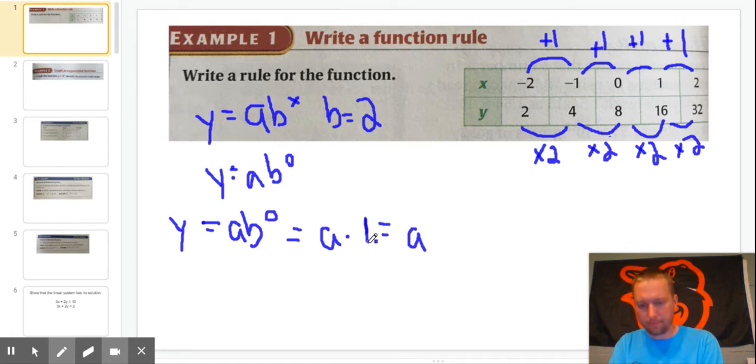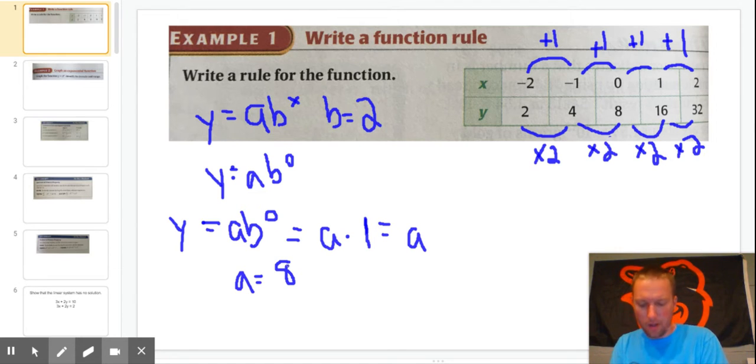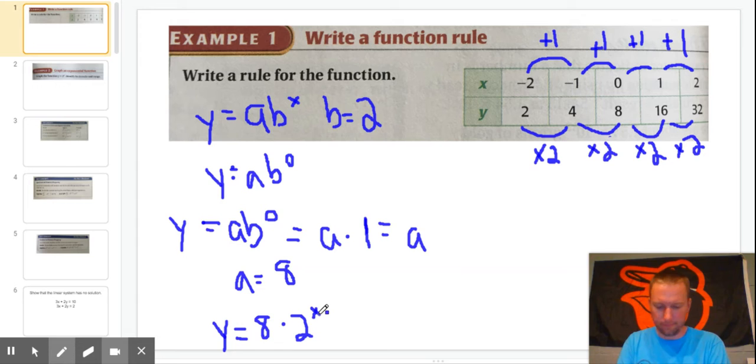Now the value of y when x equals 0 is 8. So a equals 8. Now, if a equals 8, we can write the function rule. The rule for the function would be y equals 8 times 2 to the power of x. So that would be the rule for this function.